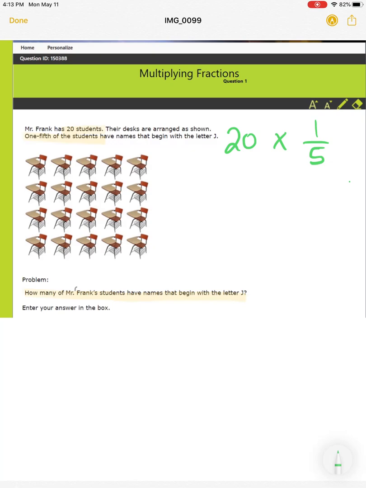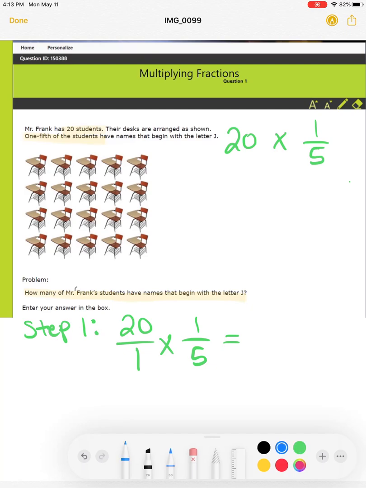So step number 1 is to change both of them into fractions. So how do we change the 20 into a fraction? Well, we know that we have to place a 1 in the denominator. So 20 over 1 times 1/5. Now they're both fractions. Okay, our next step is to multiply across.